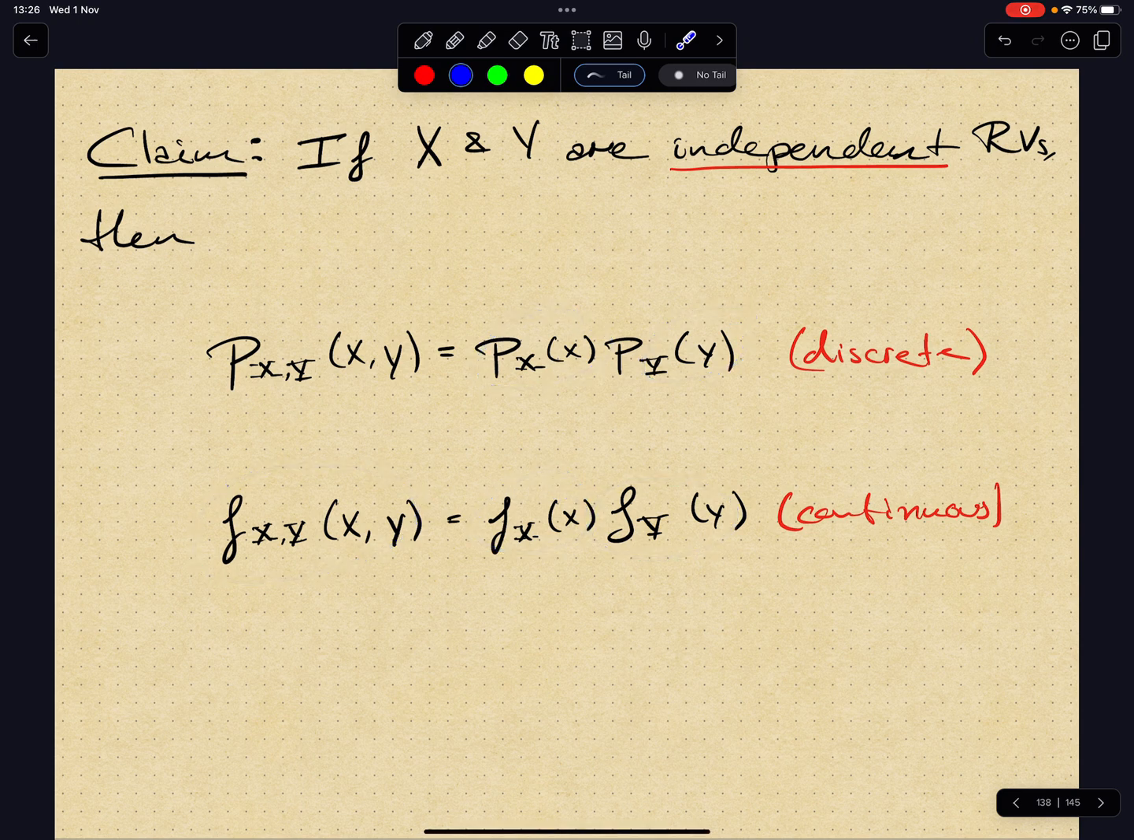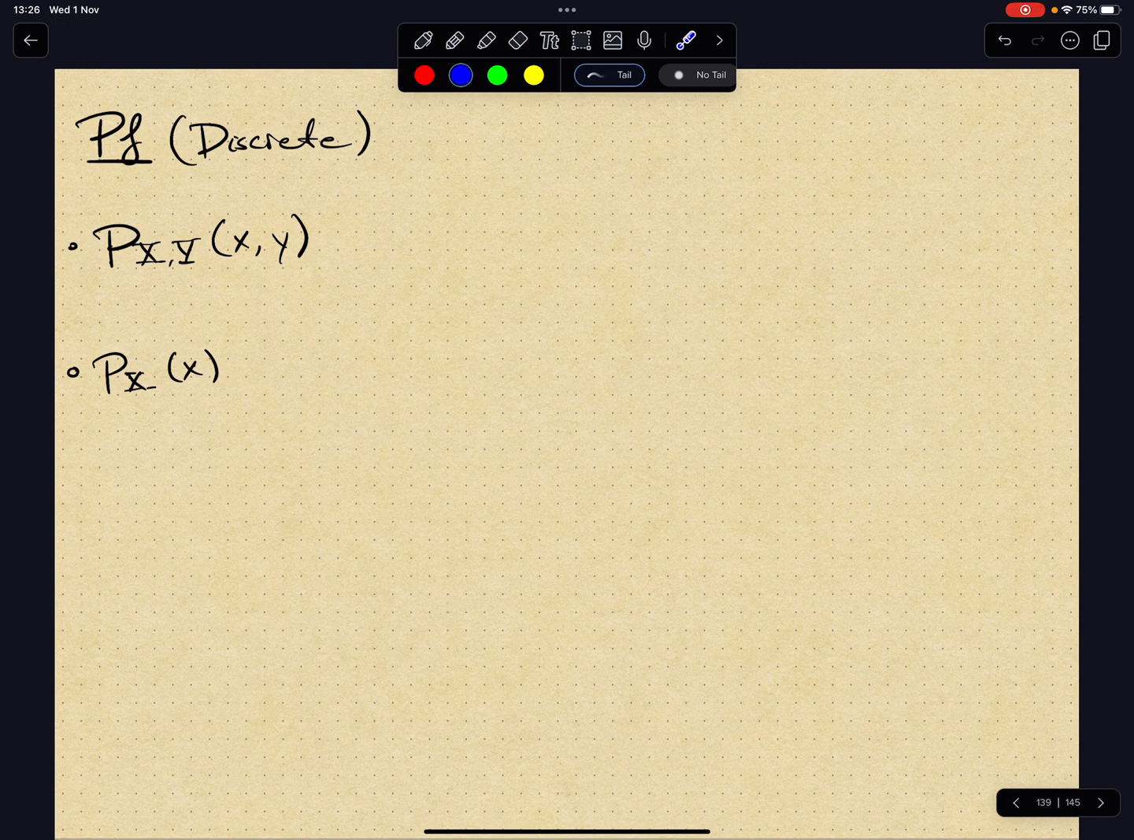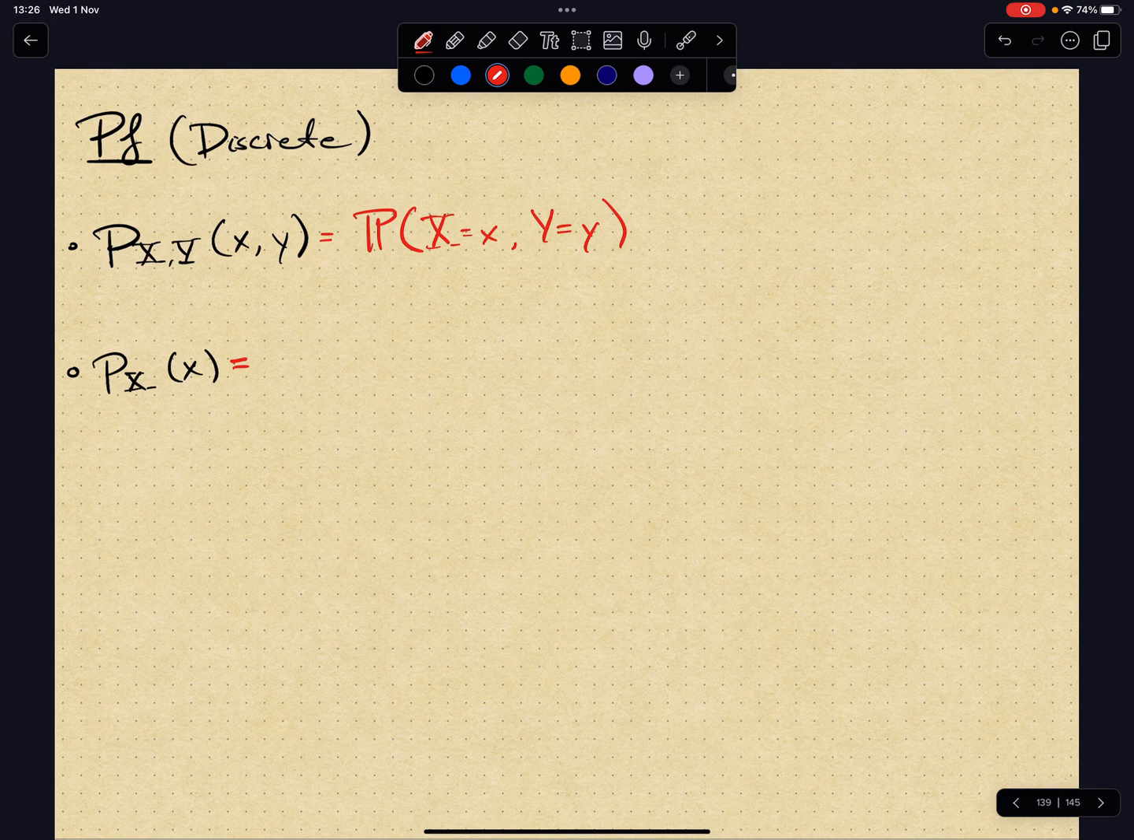So let's prove this, and let's go through the proof in each case. The idea is that we're just going to chase definitions. The joint probability mass function is equal to the probability that X is equal to x and Y is equal to y. And since they're independent, we can write it as the product of the probability that X is equal to x and the probability that Y is equal to y. We use the independence condition there.